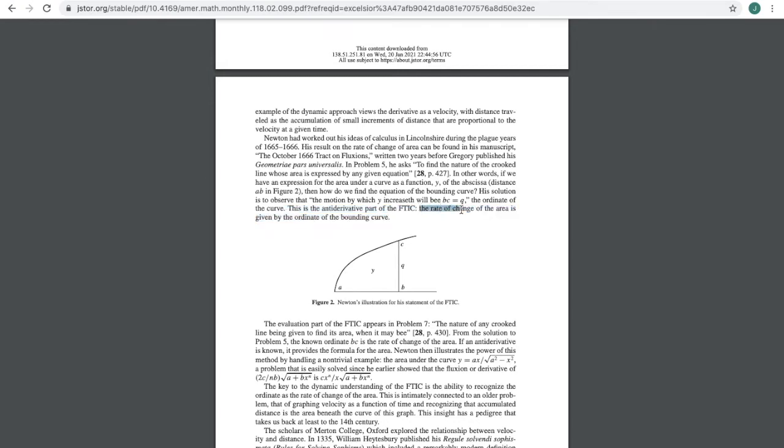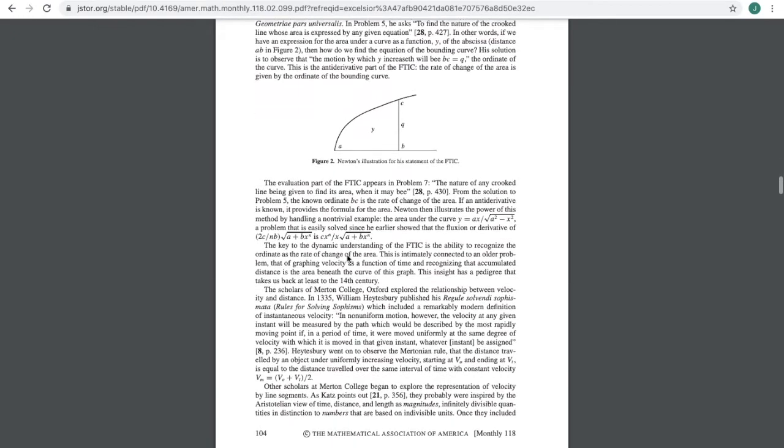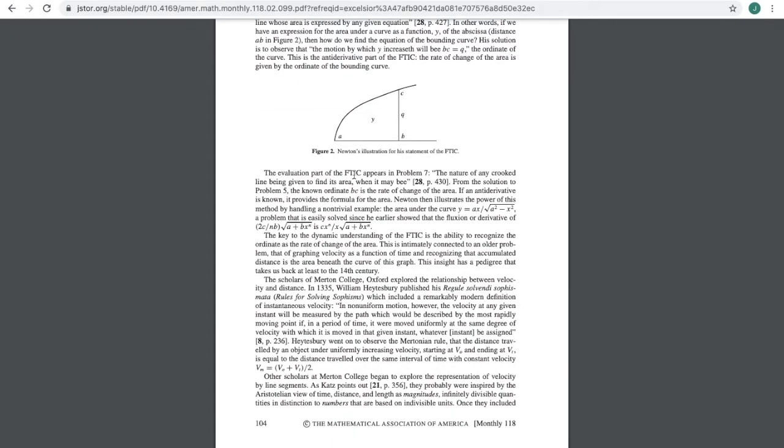The rate of change of the area is given by the ordinate of the bounding curve. They use the word ordinate for derivative. Anyway, now let's go a little further. Now the evaluation part of the fundamental theorem of integral calculus appears in problem 7.